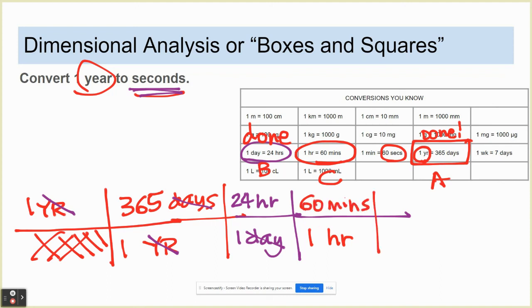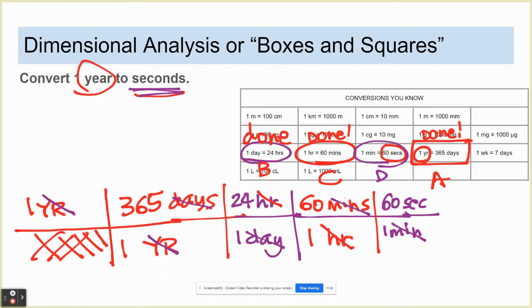Are we done? No, because again, we need seconds and not minutes as our last top unit. Now we use the last conversion factor, which has seconds, and which is this. This is going to be our last conversion factor. So 1 minute goes at the bottom, and then 60 seconds goes on the top. Cancel, cancel. See it? And now we're done. Remember, guys, the very last top box should have your unknown unit, the unit that you want to solve for.